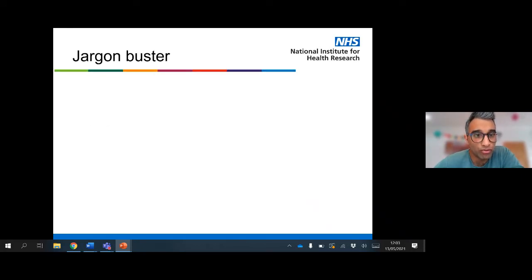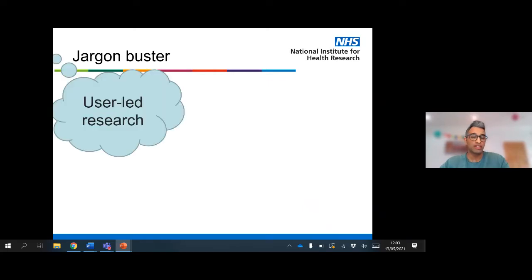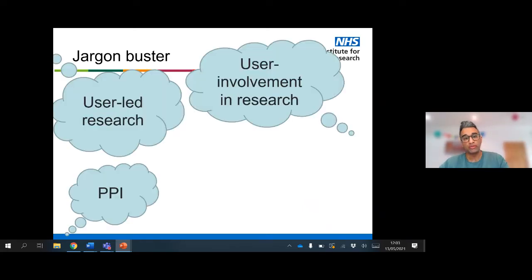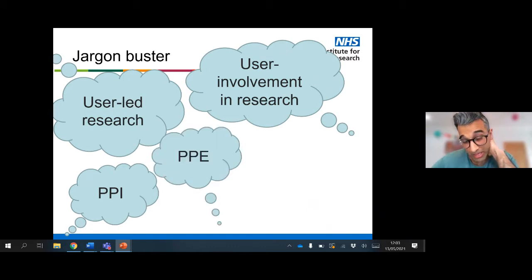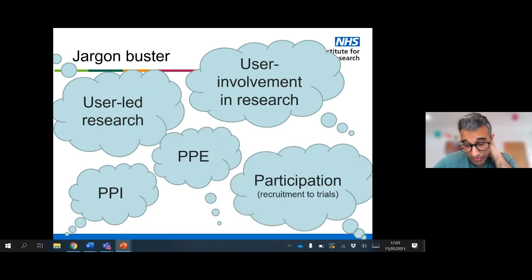So just to start off with, my title slide says the Patient and Carer Involvement and Engagement Theme Coordinator. I don't know if you saw, but then I also said the Patient Public Involvement Coordinator. So there's a lot of jargon. You might have heard various other terms like user-led research, user involvement in research, PPI, PPE, as I just said. Some people even use participation or carer participation. So there's lots of different terminology.